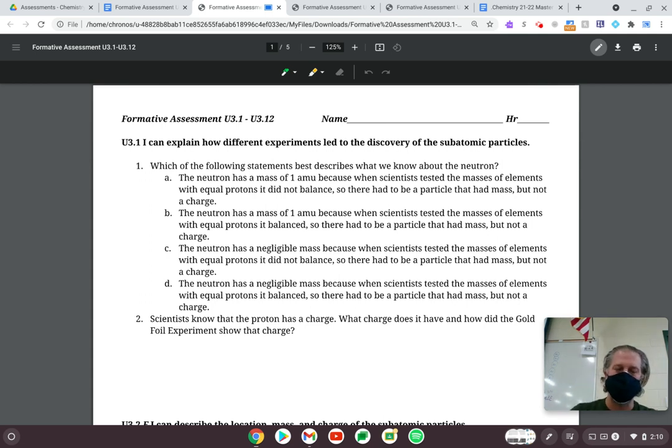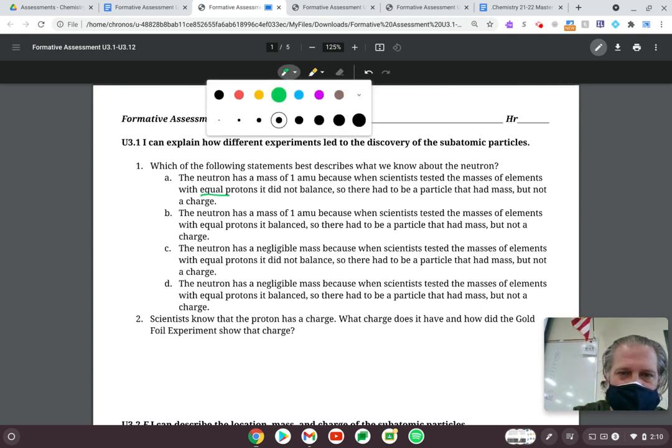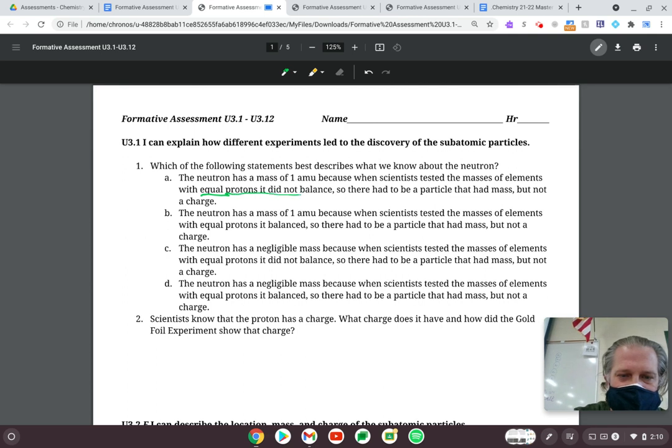B is the one that's very similar. B says the neutron has a mass of 1 atomic mass unit. When science tested the mass of the elements, there were equal protons and it did balance, so there had to be a particle that had a mass but not a charge. So what I noticed here is that with equal protons, A did not balance, and B did balance. And then we'll go on to the next one.